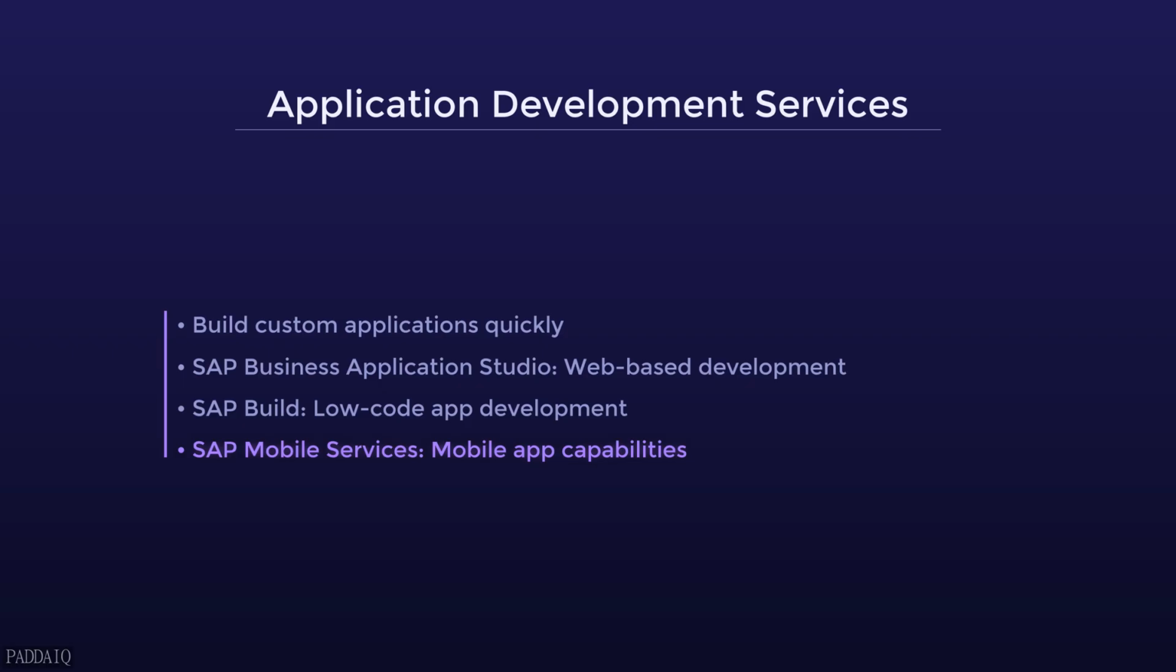SAP Mobile Services, Mobile App Capabilities. This enables businesses to build, deploy, and manage secure mobile applications. For example, a field technician can use a mobile app to access work orders and update job status in real time, even offline. This ensures your workforce stays productive and connected from anywhere.